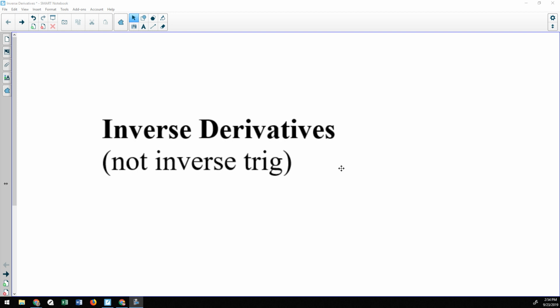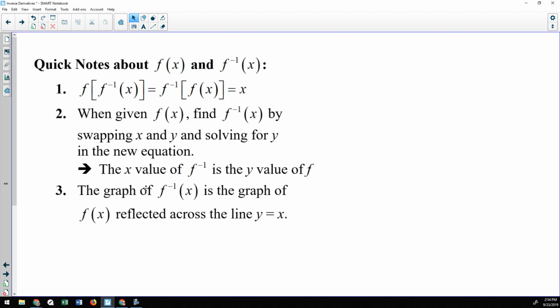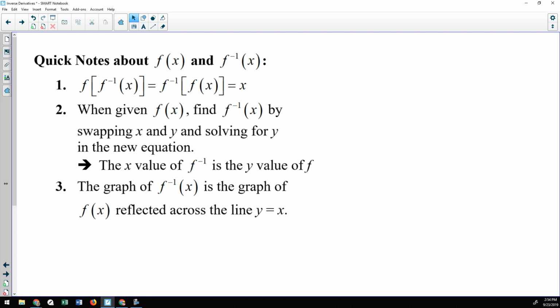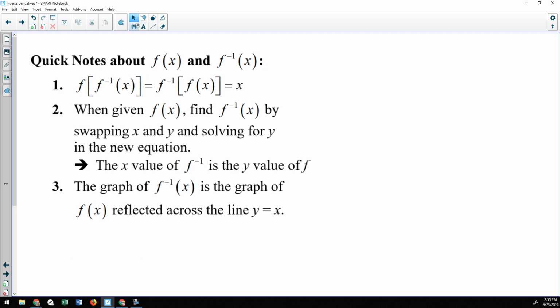All right, let's look at inverse derivatives. Not necessarily looking at inverse trig functions, although this approach could be used to find the inverse trig derivatives. So a few notes about a function and its inverse.